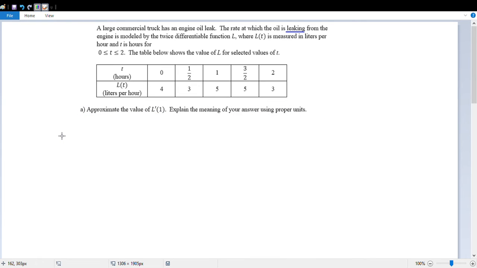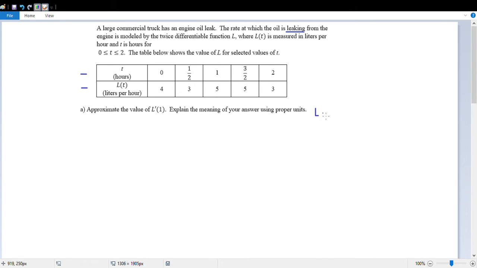All right, first question. Approximate the value of L prime of 1. Explain the meaning of your answer using proper units. Okay, so L is liters per hour, which we would think of as a rate of change. But L prime then is the rate of change of this per that. So the units is liters per hour per hour.